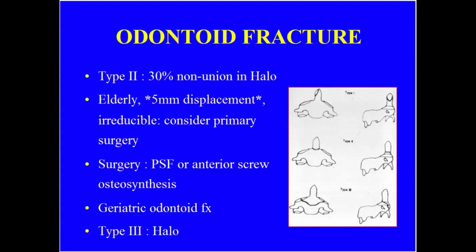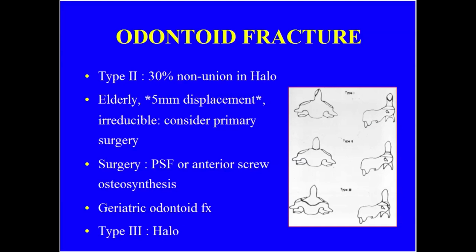Odontoid fractures are relatively common and easy to ask questions about. You're all familiar with the classification, type 1, type 2, and type 3. The type 2 fracture is the one where there's the most controversy. If you take all comers, 30% of type 2 fractures will go on to non-union in a halo. But fortunately, there's things that we can do to isolate what are the fractures at risk for non-union.